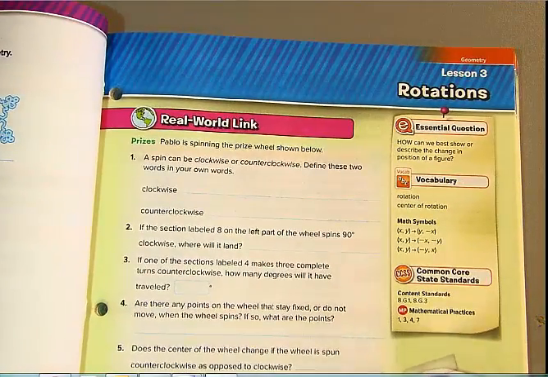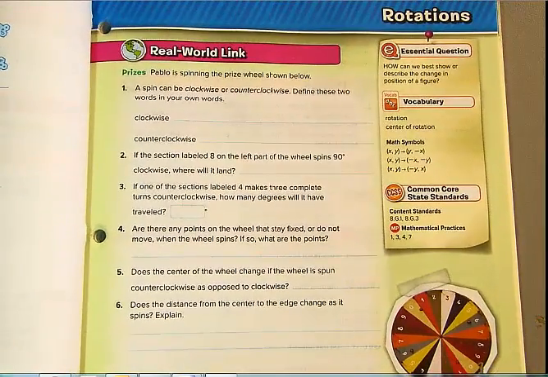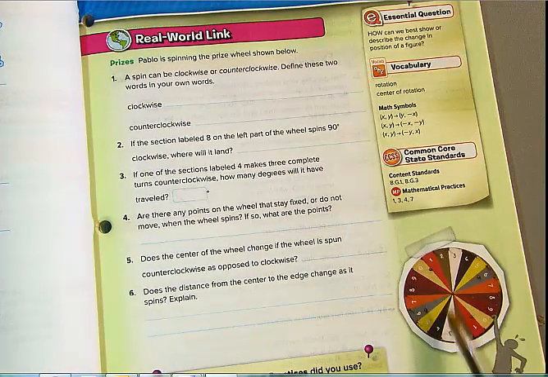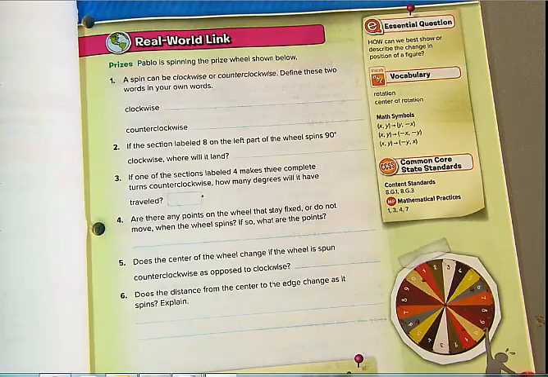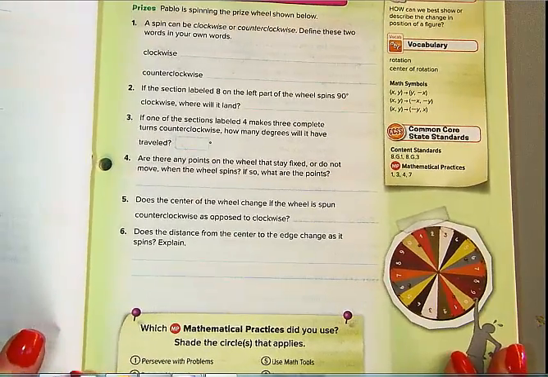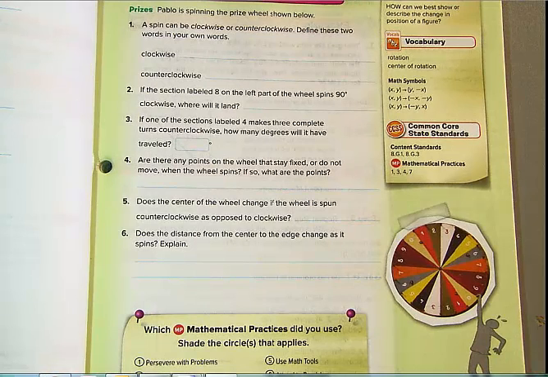So let's look at this. Pablo, who is this handsome little gray guy right here, is spinning this wheel. He's going to win the big prize. And it says that a spin can be clockwise or counterclockwise. Well, if I think about that, yes, I can rotate clockwise or I can rotate counterclockwise. And the first thing we want to define is what clockwise and counterclockwise are.